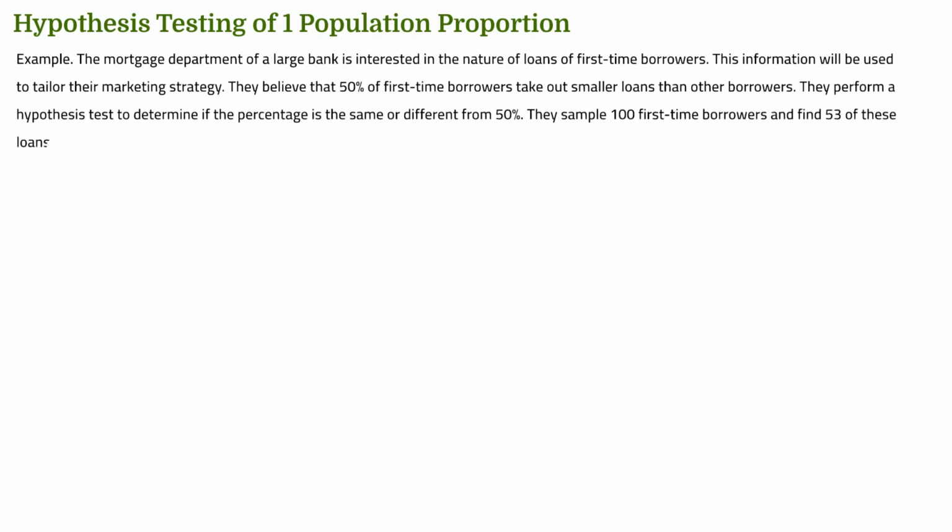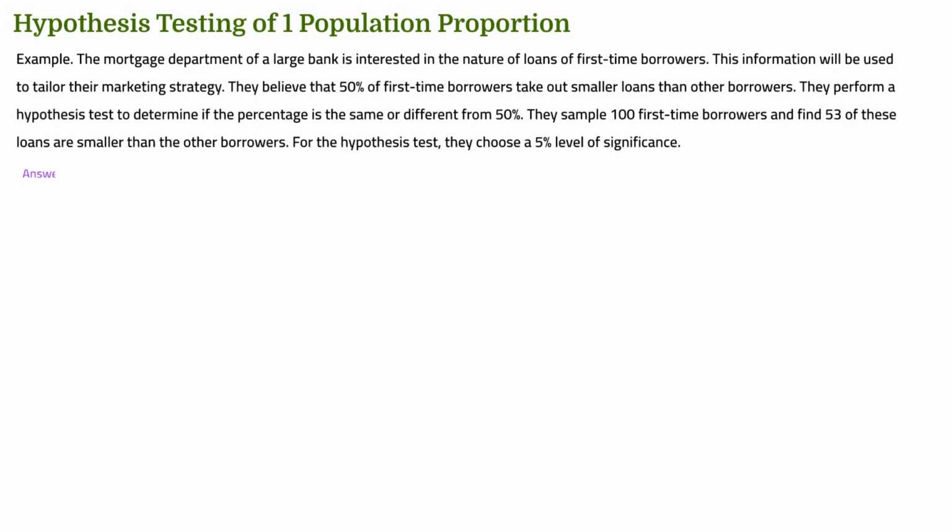A sample of 100 new first-time borrowers is taken, and they found 53 of these borrowers take loans smaller than other borrowers. For this test, they choose a 5% level of significance. Answer. First, based on the question, n is 100, p is 0.5, and alpha is 0.05. And p hat is 53 divided by 100, which is 0.53. Second, since np is 50, greater than 5, and n times 1 minus p is also 50, greater than 5, the test can be done.